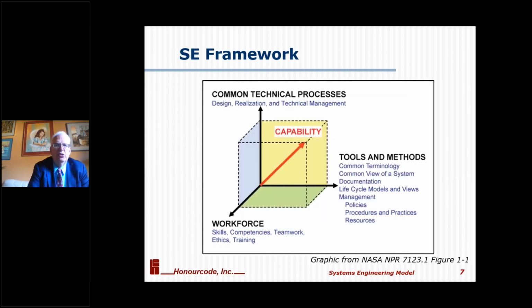We also talk about a system engineering framework: the tools and methods, the terminology, the views, the life cycle model, the management policies and procedures and resources, and the common technical processes for doing design, realization, and technical management. The workforce, which is part of this, is how we increase your competency and understanding of how to better work with system engineers, if you're not a system engineer, and the capability.